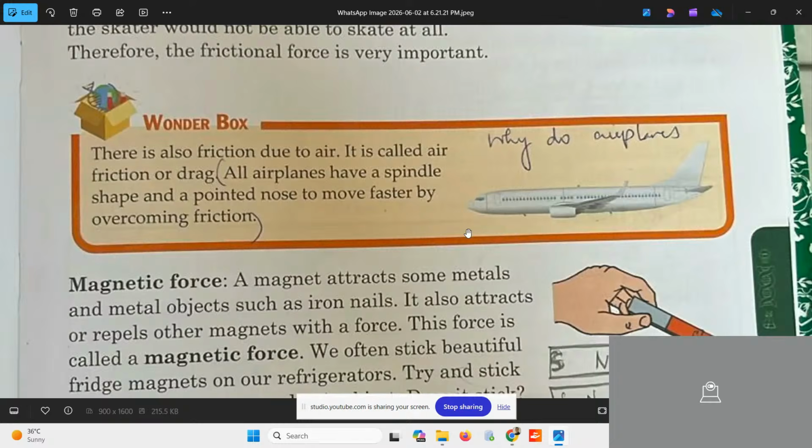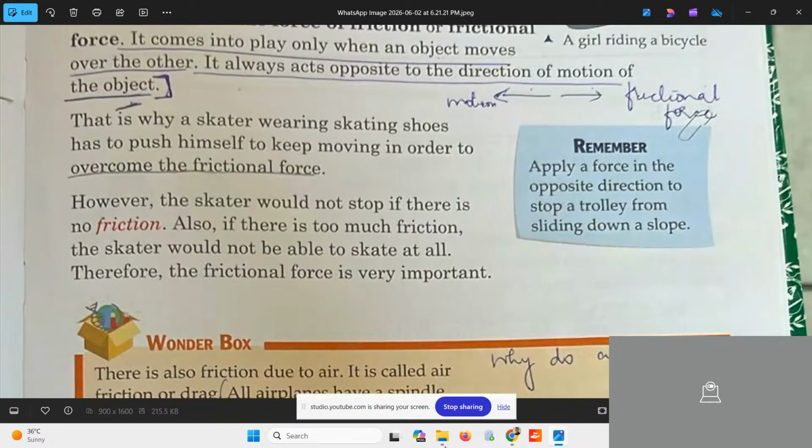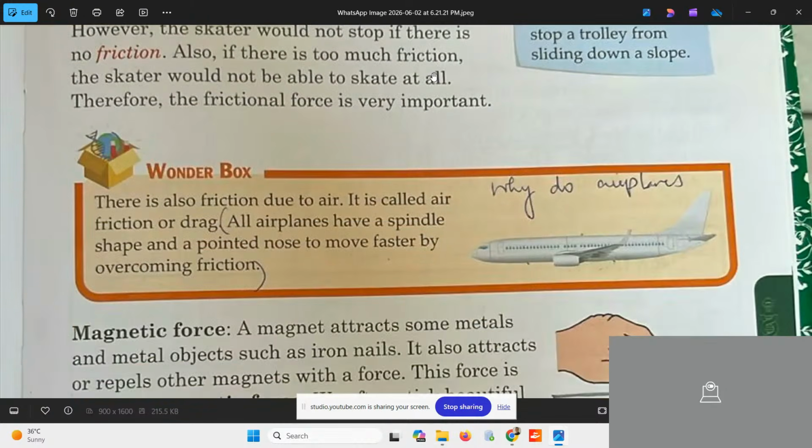Will you remember? Okay, let's do a quick revision for friction. Friction always acts in the opposite direction. If friction is more, you have to apply more force. If friction is less, then you will slip. In order for friction to act, there should be a movement. The air also has friction, and that friction is called air friction or drag. That's why the airplane has a pointed nose shape, to reduce the friction. These five or six points you have to write in the examination to get marks.